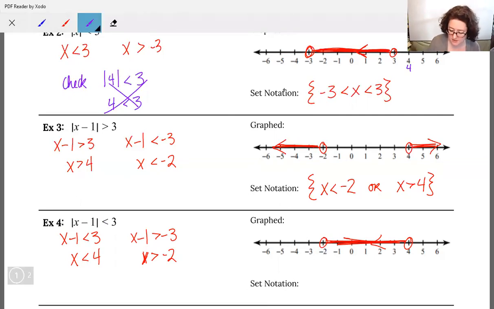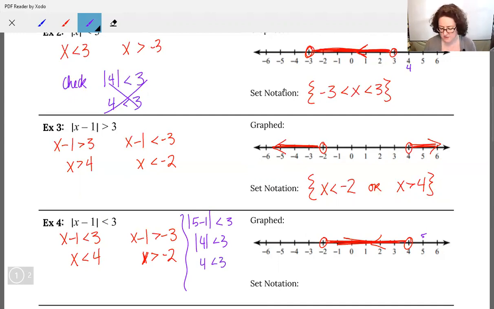So let's test one on this. I'm going to pick 5 because it's sitting outside our solution. So for my check, the absolute value of 5 minus 1 is less than 3. So the absolute value of 4 would be less than 3. 4 is definitely not less than 3, so yep, we shouldn't have any solution in that area. So we are good to go. So our solution set, we are sandwiched in between negative 2 and 4.